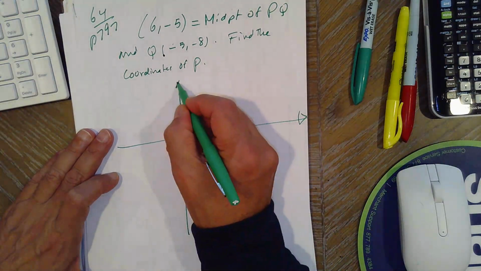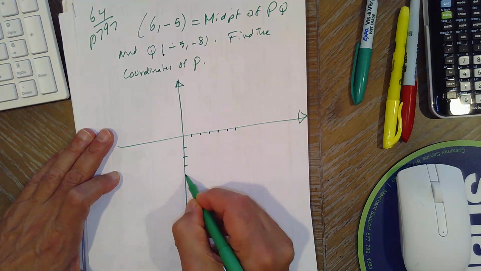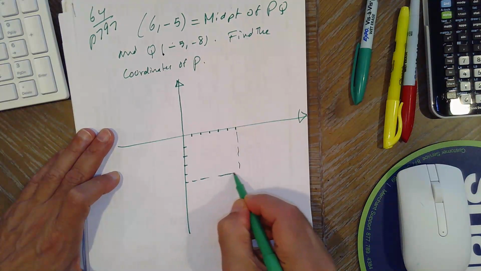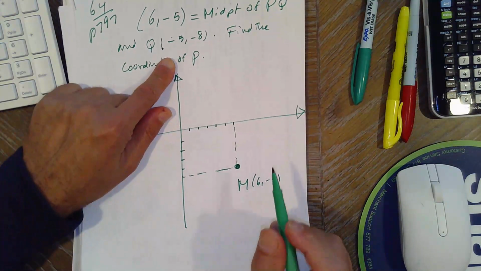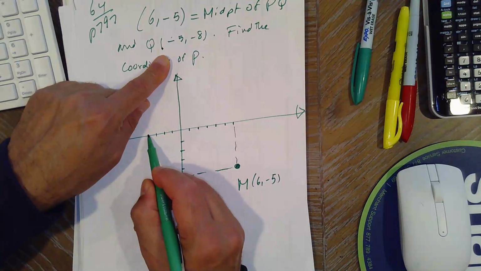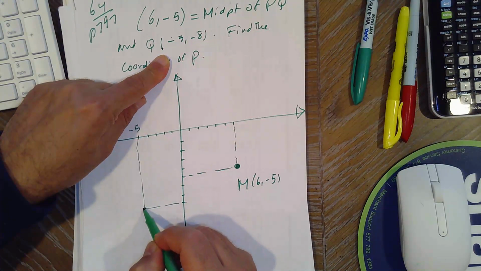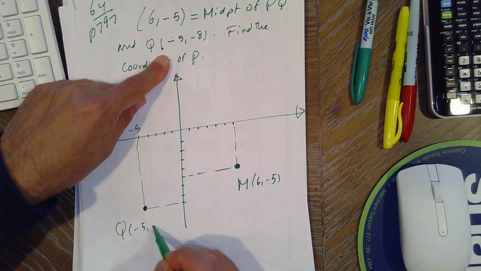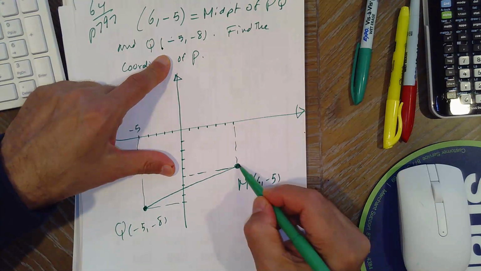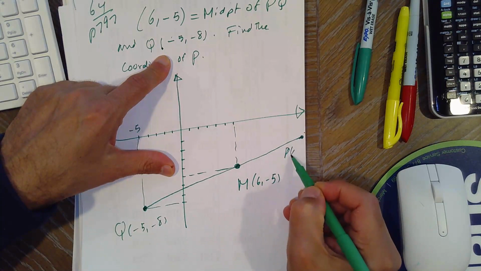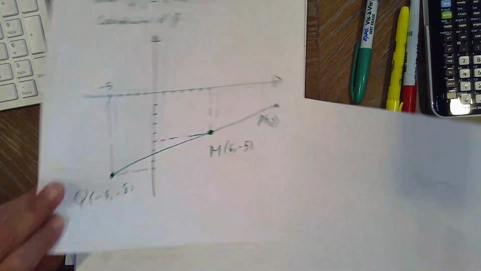So we know the midpoint is at (6, -5). This is the midpoint. Usually we have to find the midpoint, but we're given the midpoint. And we have one of the endpoints. Q is at (-5, -8). This is one end of the line. So we want the other end, which is going to have to be on this side because M is the midpoint. So somewhere there, P. And P has an x and y value that we have to find. Well, we use the same formula, but we're given different values.